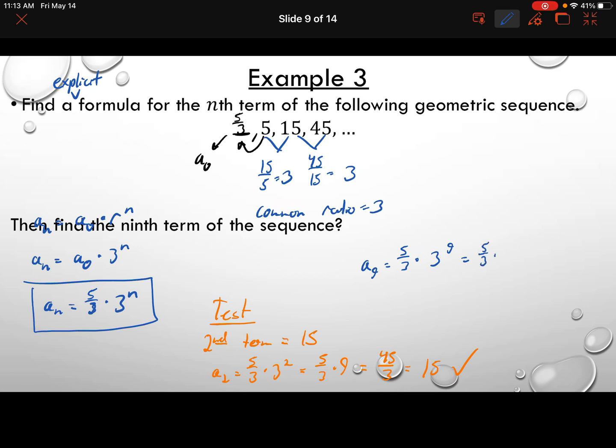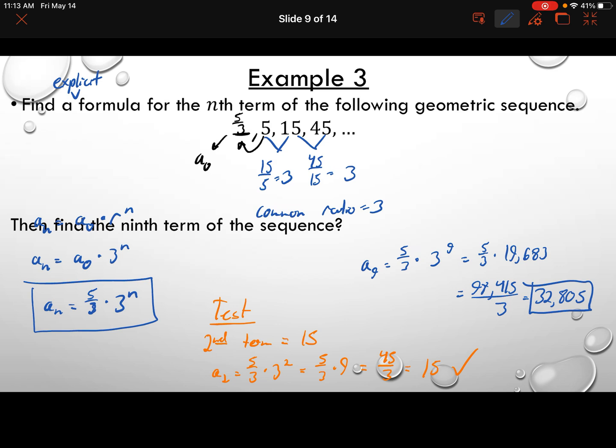It's 19,683. So now let's multiply that by 5/3, so it's times 5. So that's 98,415 divided by 3. Let's divide that by 3. So we get 32,805. So that would be the 9th term. The 9th term would be 32,805. So for some of these, the numbers will get quite large, because when you're multiplying, right, those numbers are getting large pretty quickly if you keep on multiplying again and again and again.